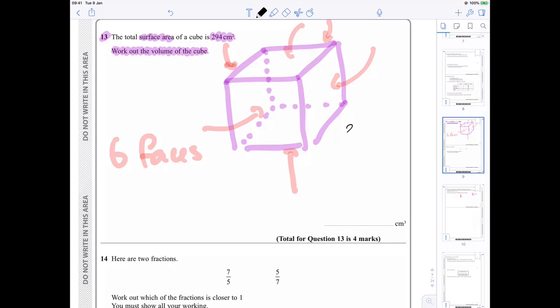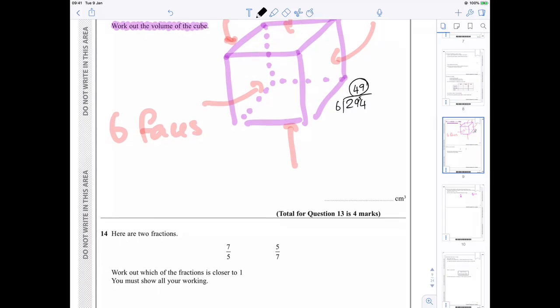So we need to do 294 divided by 6. Find the area of one face. So 6 into 29. 6 times 4 is 24. Remainder 5. 6 into 54 is 9. Which means that one face is 49 square centimeters. Which means it's 7 by 7.